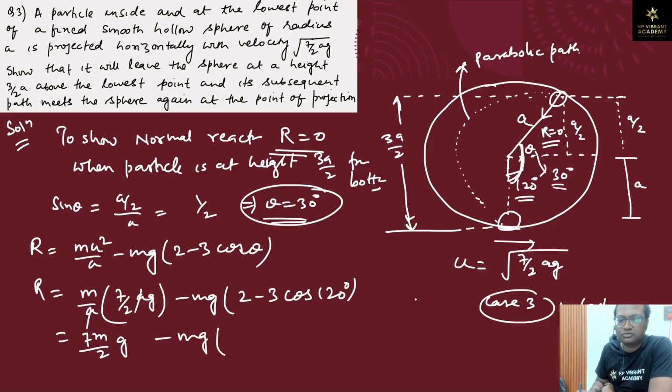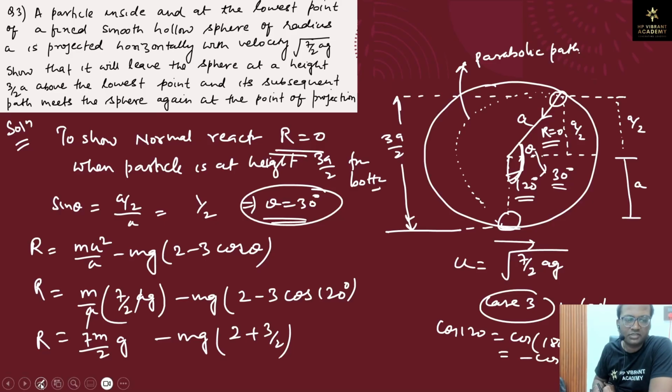This is 120. Cos 120 is equal to cos of 180 minus 60 degree. Okay, this is minus cos 60 degree. This is minus 1 by 2. So 2 plus 3 by 2. Okay, R is equal to. Let us further simplify this.